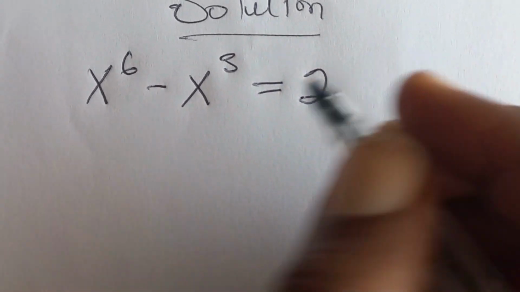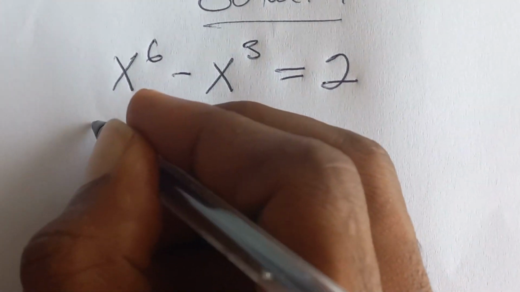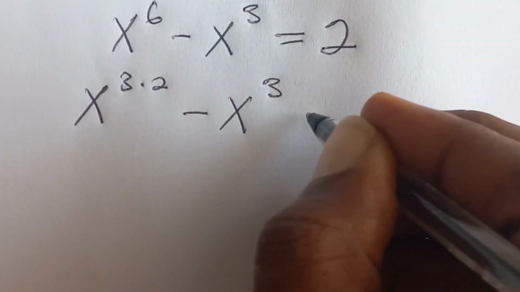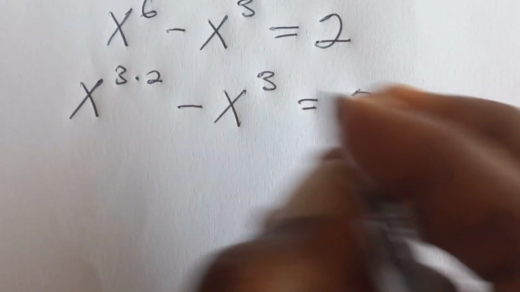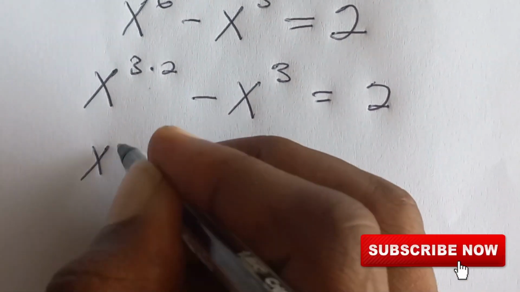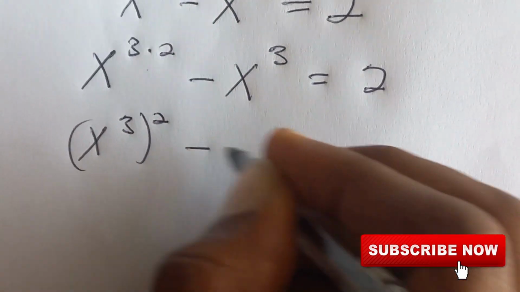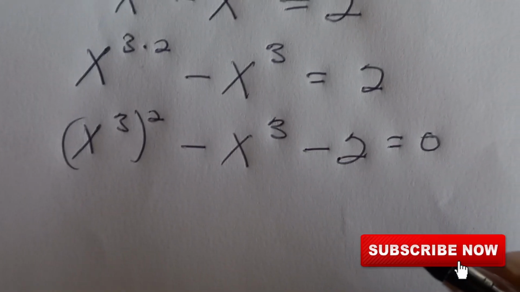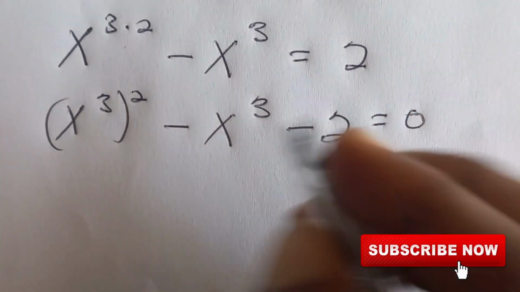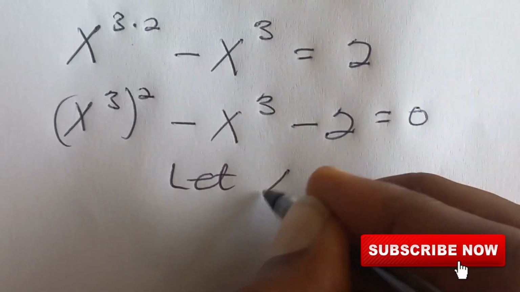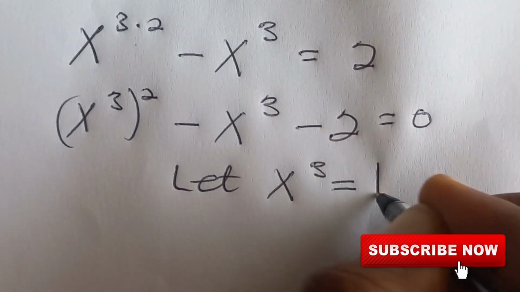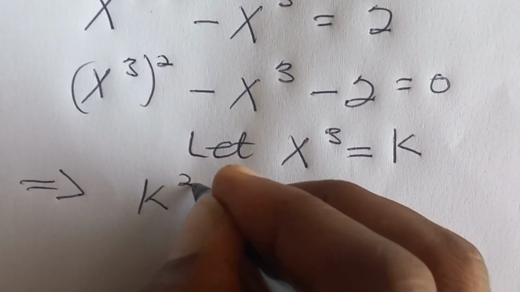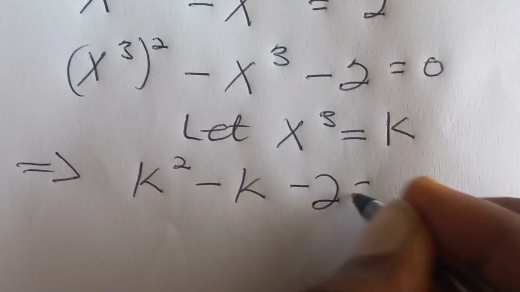So from here, we can express this as x exponent 3 all squared minus x exponent 3 minus 2 is equal to 0. Okay, so from here, let x exponent 3 be equal to k. So our equation now becomes k squared minus k minus 2 is equal to 0.